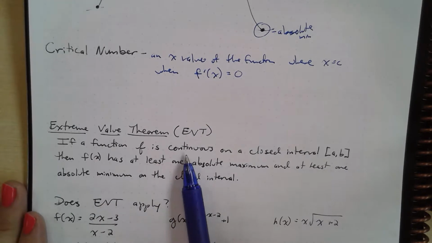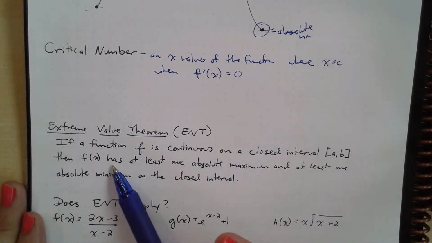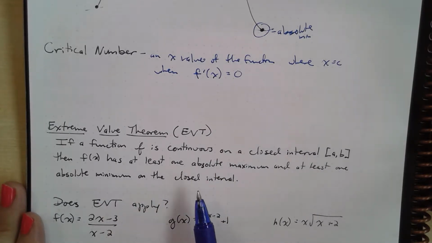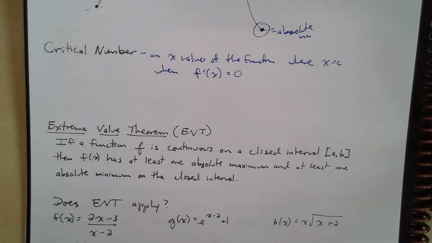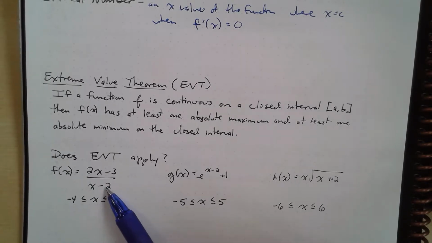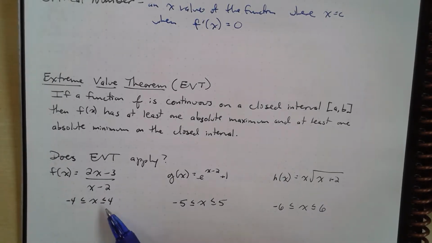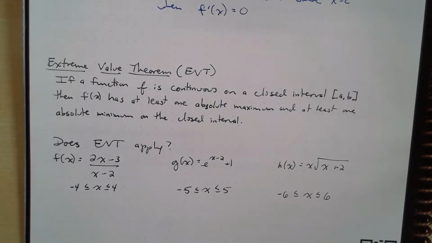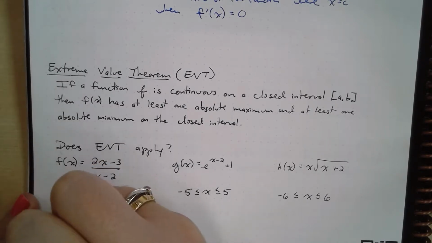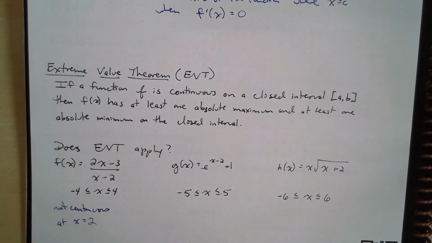If a function is continuous on a closed interval a to b, then f of x has at least one absolute minimum and one absolute maximum on the closed interval. So does the extreme value theorem apply? You're going to be asked that. Here we have f of x equals (2x minus 3) over (x minus 2) on the closed interval -4 to 4. Does it apply? It does not, because it's not continuous at x equals 2. So we can't apply the extreme value theorem.